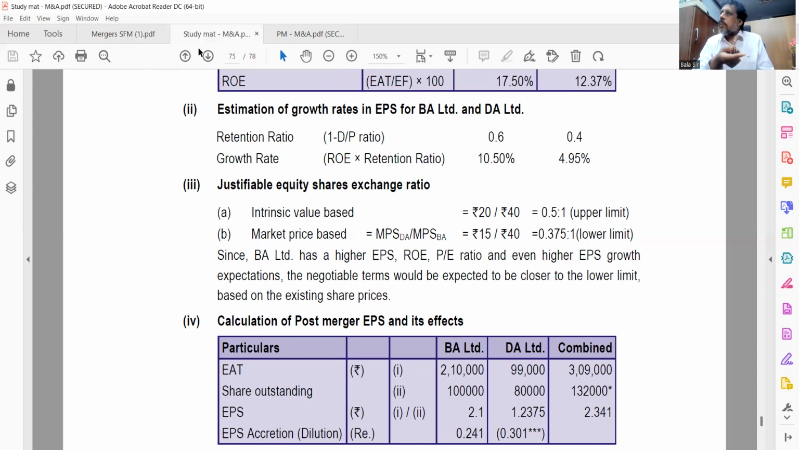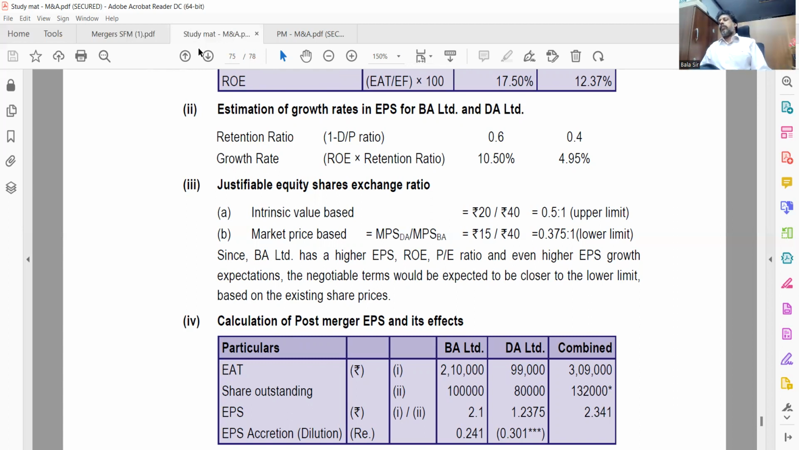Even the growth rate is for you how much? What is the answer to subdivision 2? What is the growth rate you got? 4.95. Exactly, which is way below the 10.5% for my company. That means my company is much, much stronger than your company, right? In fact, you should be happy joining my company, not the other way around. Therefore, I will offer not more than 30,000 shares. Right? Yes, ma'am.